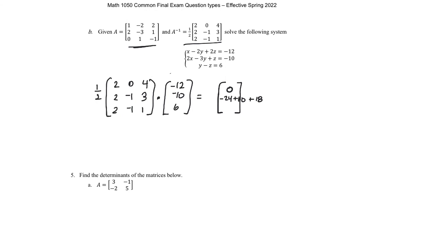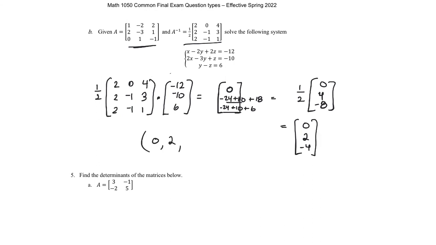That last entry there is row 3, column 1, so it's going to be negative 24 plus 10 plus 6. And then I'm going to take the 1/2 now and multiply it into that. So we have 0. Let's see, this makes negative 14 plus 18, that's 4. Then here we have negative 14 plus 6, that's negative 8. So we have 0, 2, negative 4. So the solution is x equals 0, y equals 2, z equals negative 4.